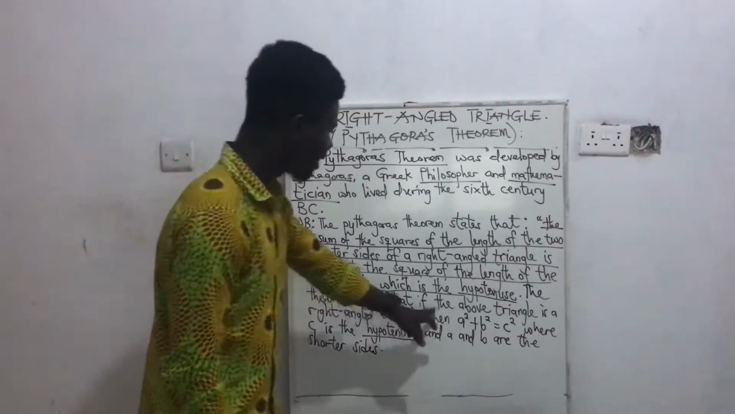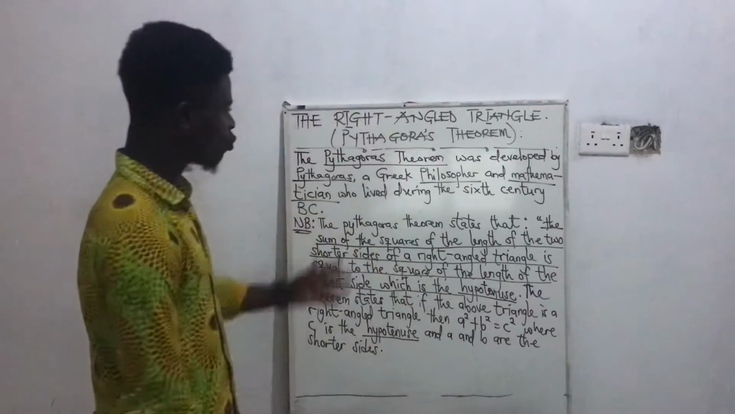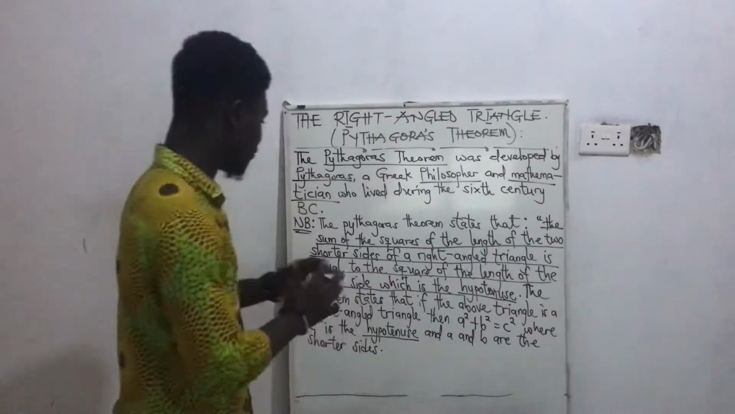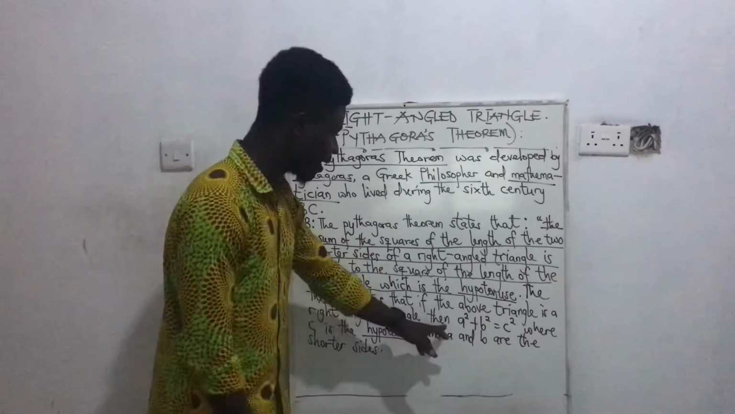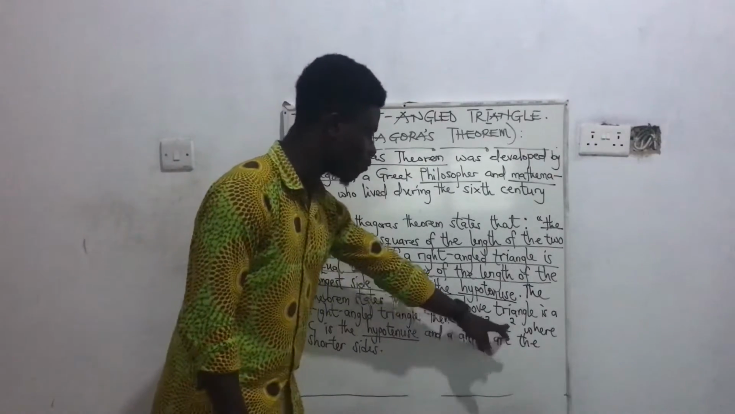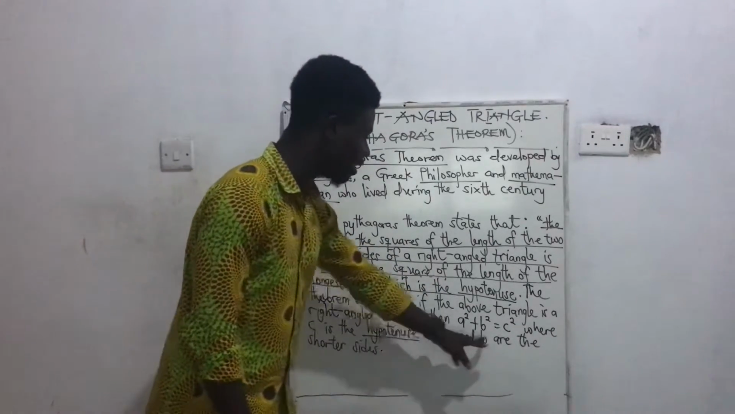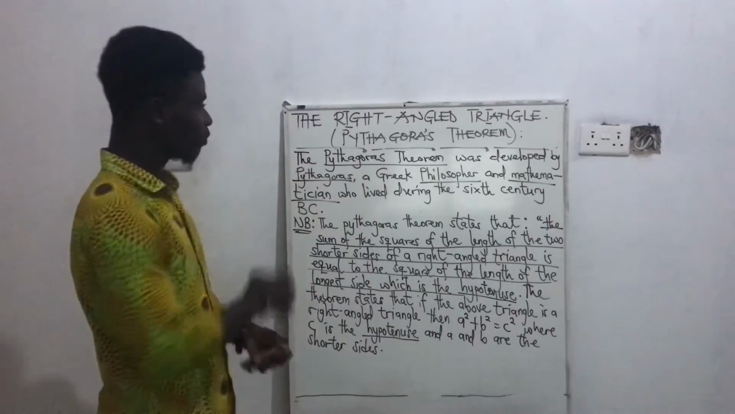The theorem states that if the above triangle, so I'll draw a triangle, is a right angle triangle, then a squared plus b squared equals c squared, where c is the hypotenuse and a and b are the shorter sides.